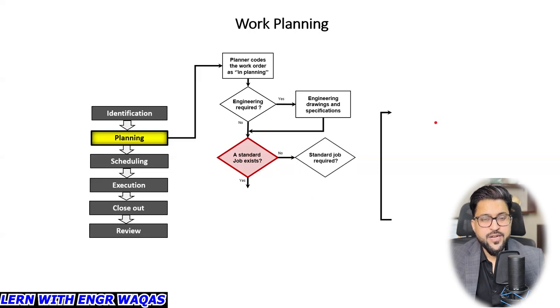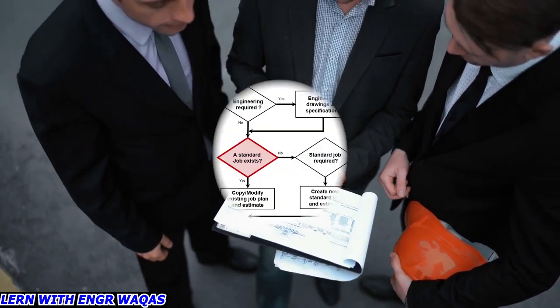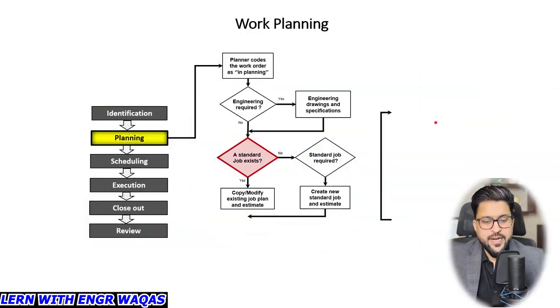If no standard job exists on the plant, I can't take any shortcut and put all personnel's lives at risk, assets at risk, right? So I need that standard job on paper. So create a new standard job and estimate. I have to make that standard job, consult with your senior management and all that, and then modify the existing job plan and estimate.